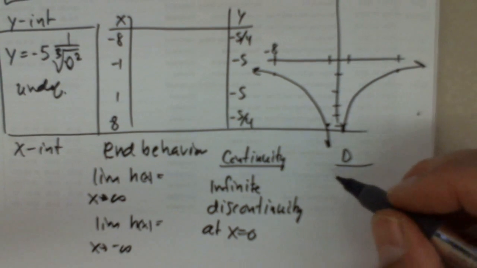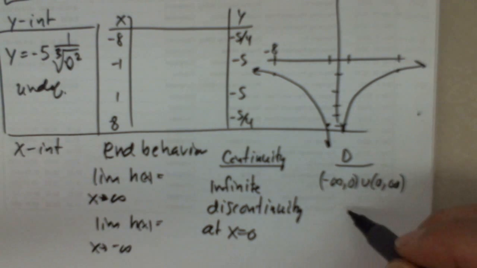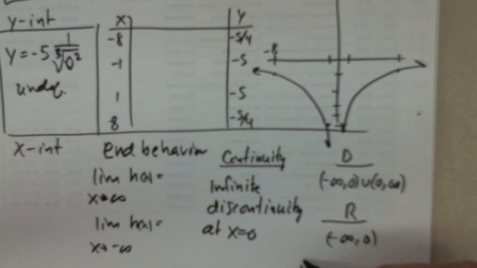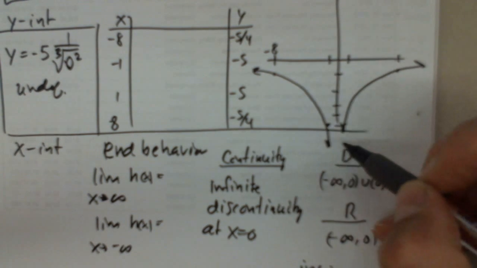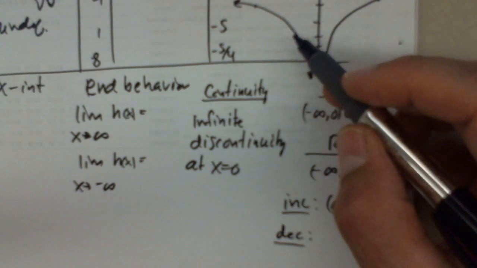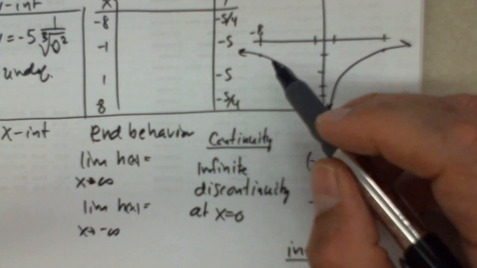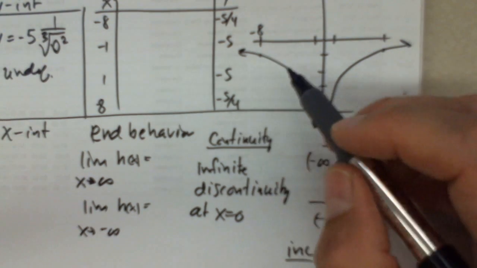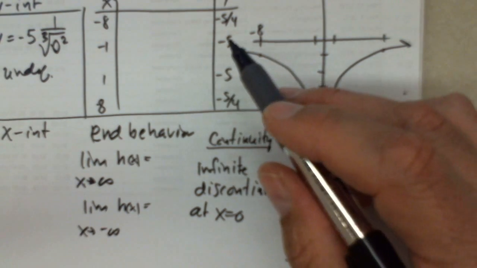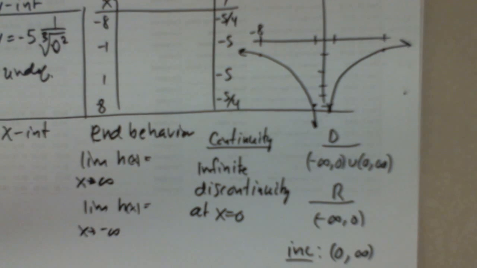The domain goes from negative infinity to 0, and then from 0 to infinity. The range goes from negative infinity to 0, and it's increasing. This is decreasing, this is increasing. Increasing from 0 to infinity, and then it'll be decreasing from negative infinity to 0. So remember, we don't read it as decreasing from negative infinity to negative infinity, because then you're talking about an x value to a y value. Here we're talking about decreasing from x to x, negative infinity to 0. Okay, that's it.